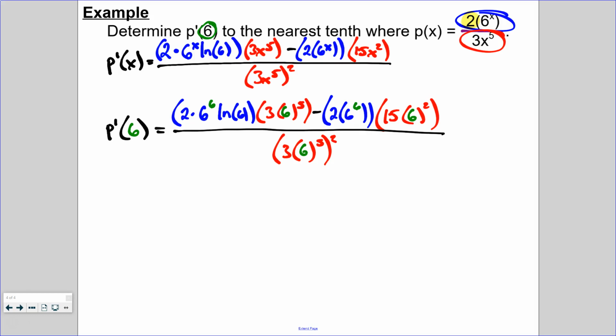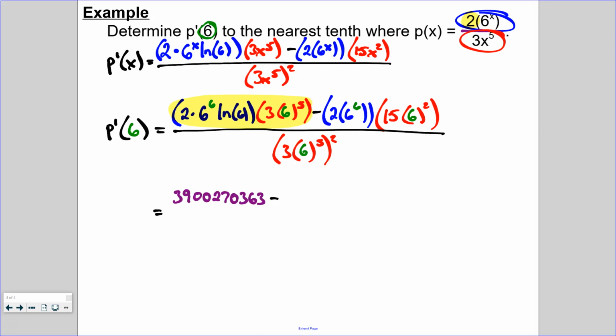All right, so now I'm going to plug each of these pieces into the calculator separately and then combine them together. So my first piece I'm going to plug in the calculator is my first term here. So we're going to have parentheses 2 times 6 to the 6th power times the natural log of 6 times 3 times 6 to the 5th power. And that's going to give us a value of 3900270363.